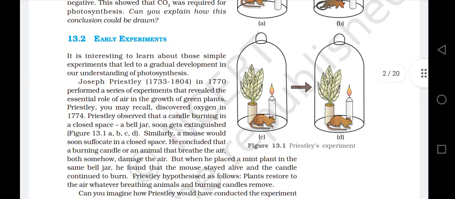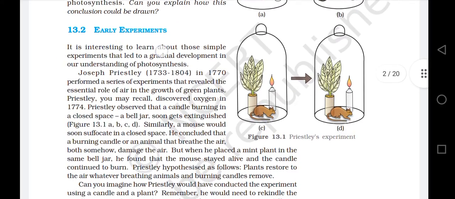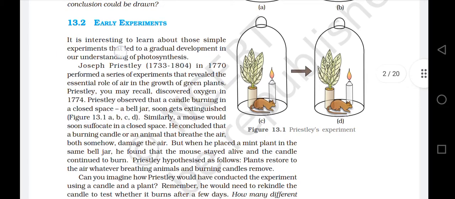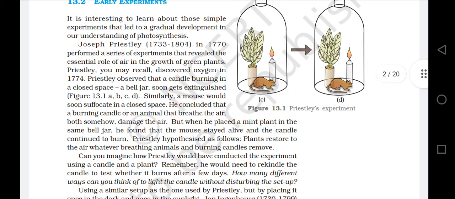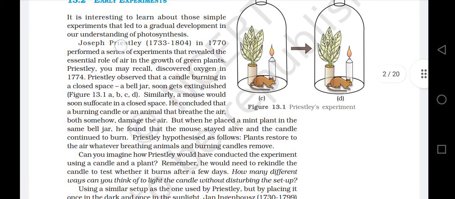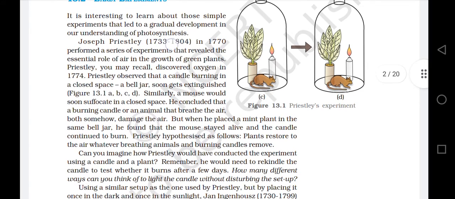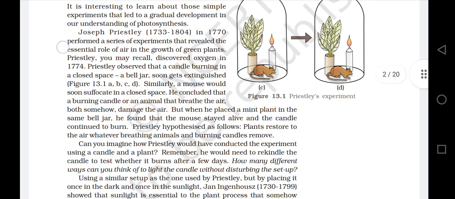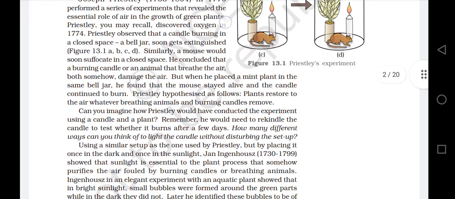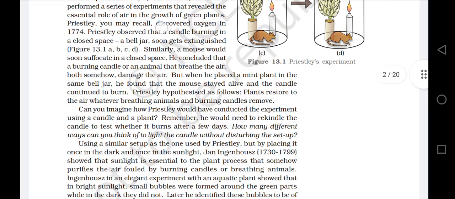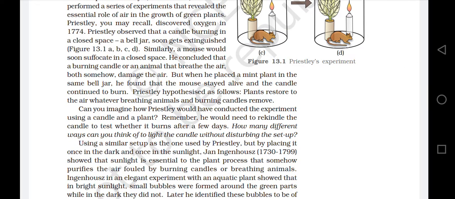13.2 Early experiments. It is interesting to learn about those simple experiments that led to the gradual development in our understanding of photosynthesis. Joseph Priestley, 1733 to 1804, in 1770, performed a series of experiments that revealed the essential role of air in the growth of green plants. Priestley, you may recall, discovered oxygen in 1774.